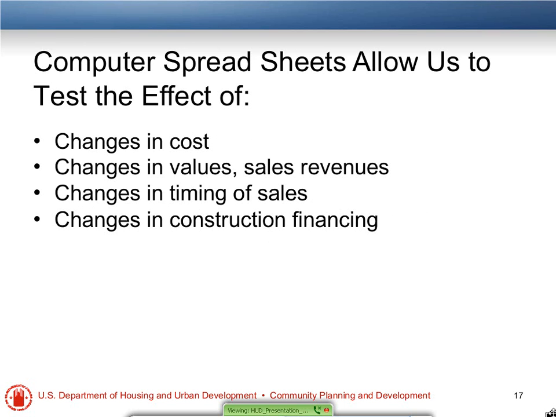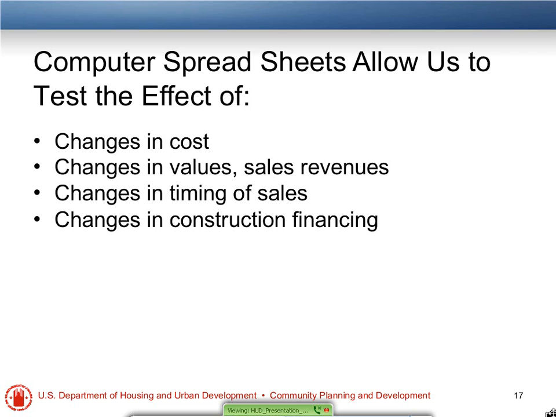So with the computer spreadsheet, we can see what changes in cost and quickly look at those changes and, again, how they affect the project: changes in the sales price, changes in when those sales occur, changes in the construction interest rate. We can put all of the information into the spreadsheet fairly quickly and then make changes and see what those changes are. I'm going to take just a minute and pull up our single-family spreadsheet.